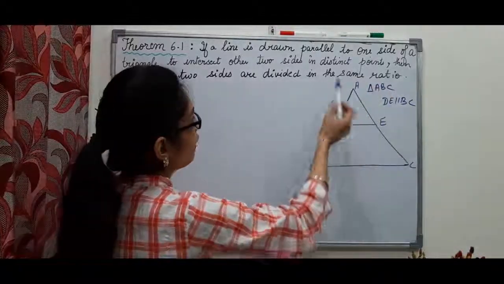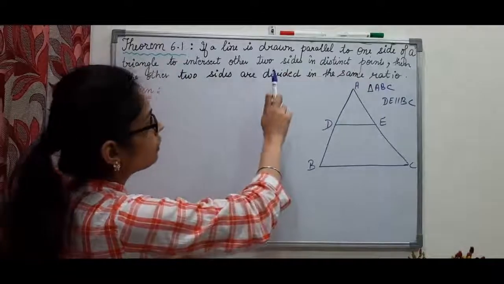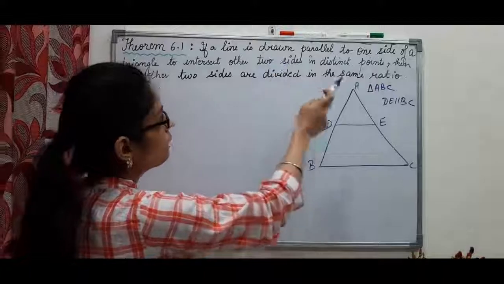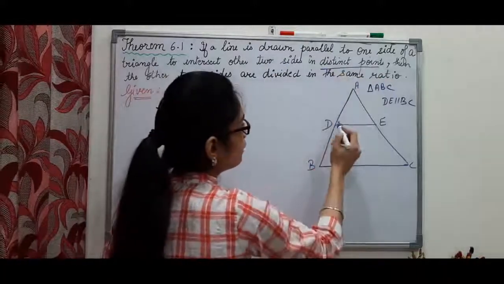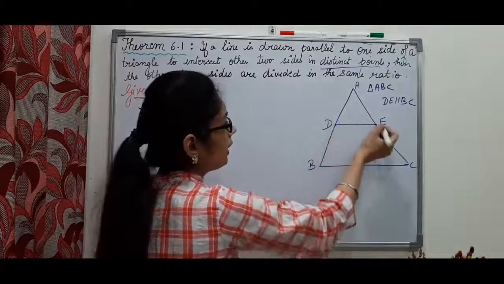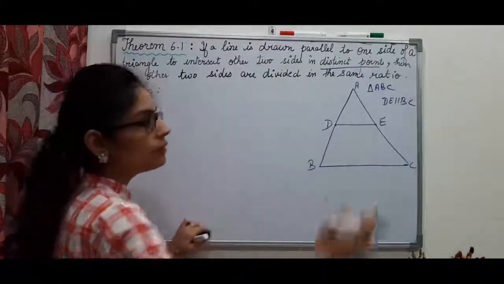Then they have mentioned, if a line is drawn parallel to one side of a triangle to intersect the other two sides in distinct points. So this line is intersecting the other two sides at these points, you can see at D and E. Then the other two sides are divided in the same ratio.